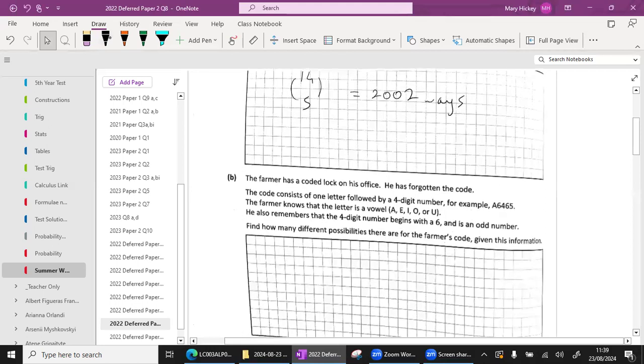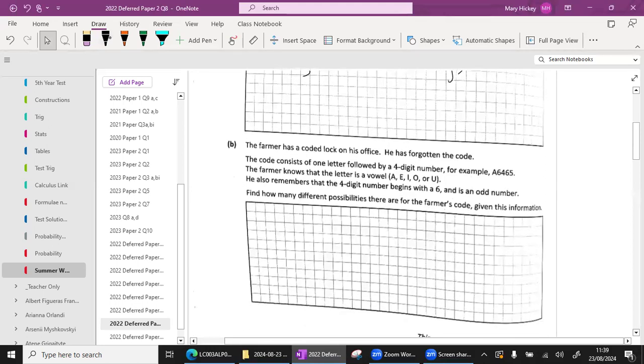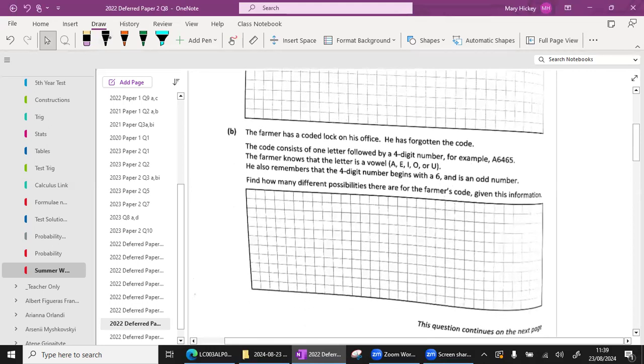Part B, a farmer has a coded lock on his office. He has forgotten the code. The code consists of one letter, followed by, for example, A6465. So we can also see there that repetition seems allowed. The letter is a vowel, so it's not the entire alphabet, but he knows it's a vowel. So there are 1, 2, 3, 4, 5 vowels. So he has 5 choices for the first letter.